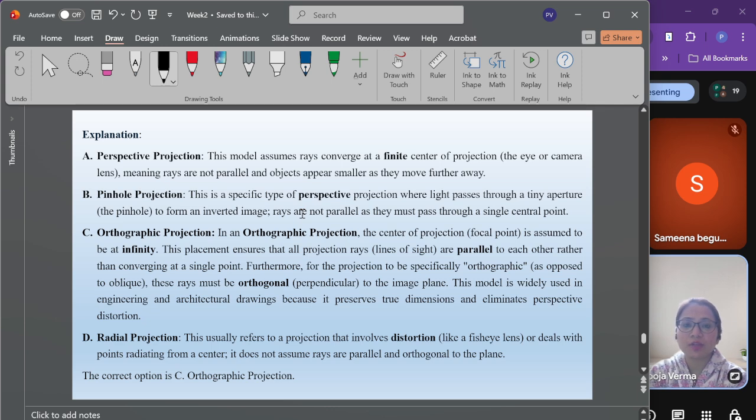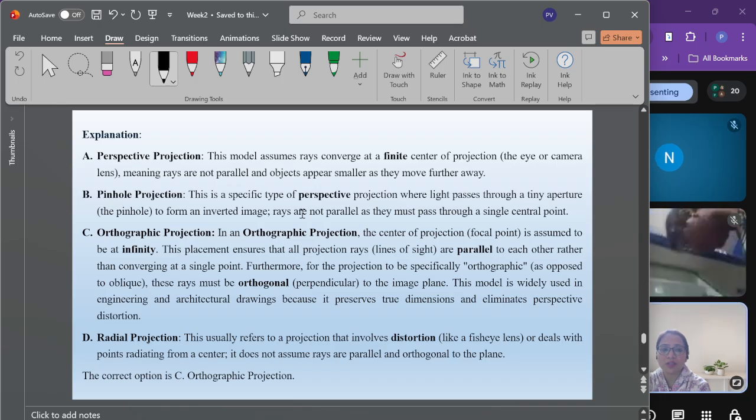The perspective projection model already assumes a finite center of projection. And a pinhole projection, as we already know, is a specific type of perspective projection where light passes through a tiny aperture, the pinhole, to form inverted images. The rays are not parallel, as they must pass through the single central point.